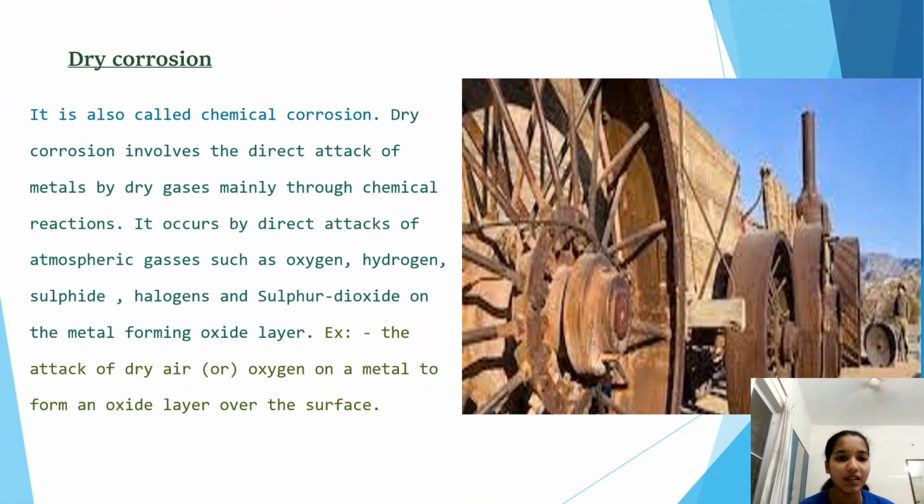Dry corrosion. It is also called chemical corrosion. Dry corrosion involves the direct attack of metals by dry gases, mainly through chemical reactions. It occurs by direct attack of atmospheric gases such as oxygen, hydrogen sulfide, halogens, and sulfur dioxide on the metal, forming an oxide layer. Example, the attack of dry air or oxygen on metal to form an oxide layer over the surface.